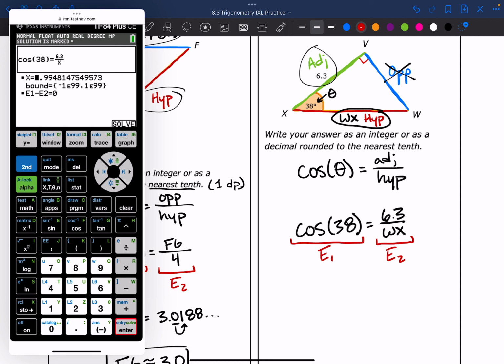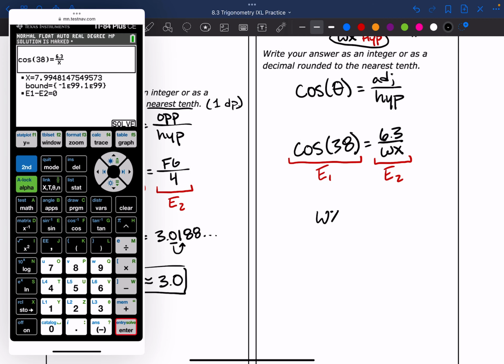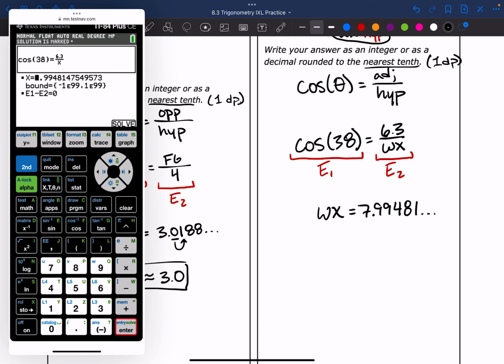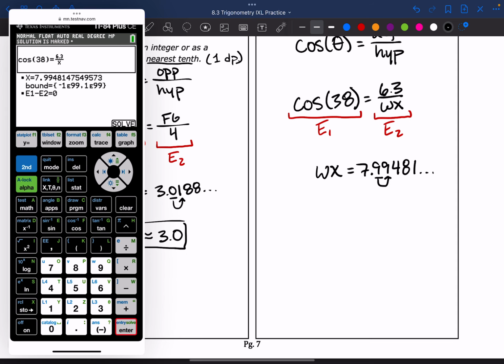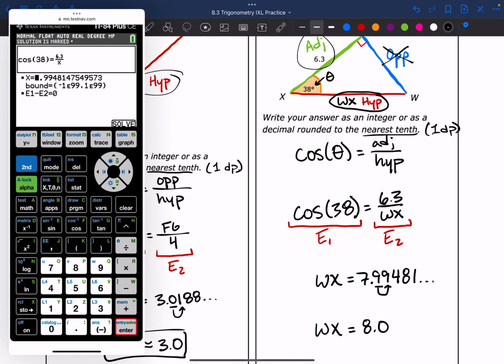And there we go. I have WX is equal to 7.99481 and so on. Right, it keeps going. I need to round to the nearest tenth. That's the first decimal place. So I need to round this 9. So I look to the right. That 9 I have right there indicates that I have to round up. And sometimes it's a little confusing. How do I round 9 up? It goes to 10. We'll carry that 1 over, or think of it as 79. What should 7.9 round up to? It should round up to 8.0.